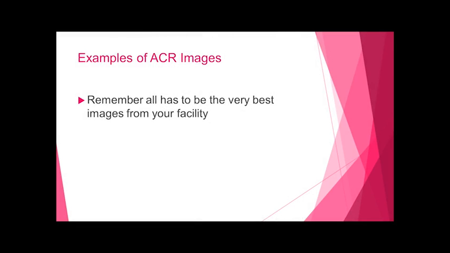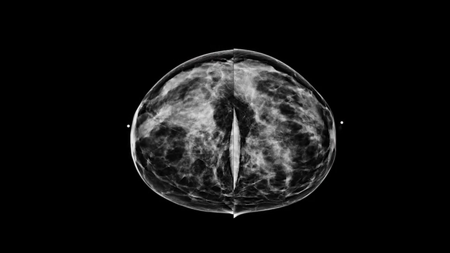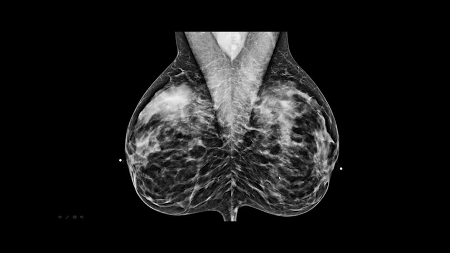So example ACR images, remember all has to be the very best images from your facility. Look for the retroglandular fat, look for the muscle, look for the centered nipples, look for the end of the parenchymal pattern, look for good medial and lateral tissues. MLO is the same thing. Perfect. Wide superior with the convex border down to the level of the nipple. Structures are horizontal. The centering on the MLO, you want to be 2 centimeters above the nipple. You want beautiful open IMFs, nipple profiles. These are the absolute perfect images.